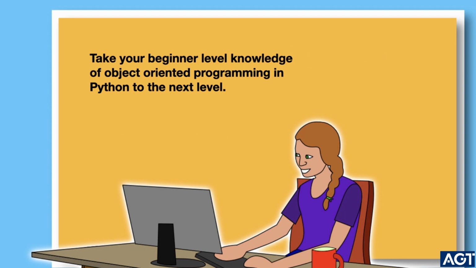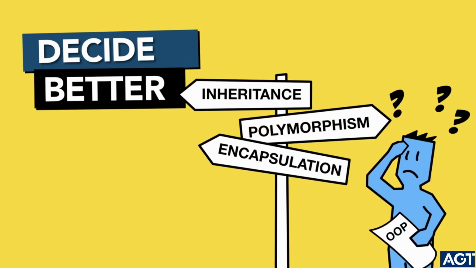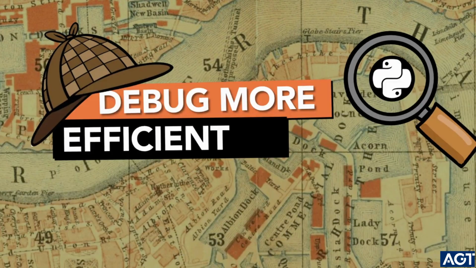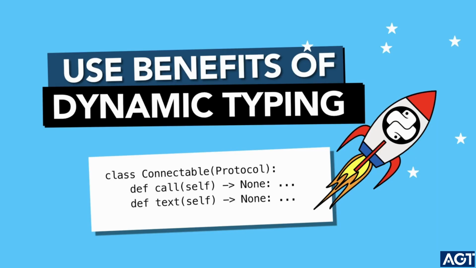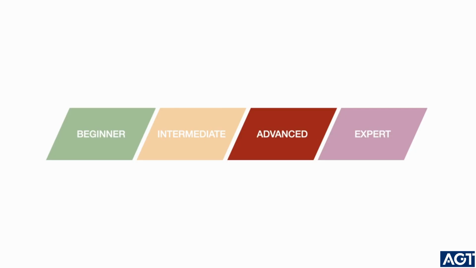In this course, you learn how to take your beginner level knowledge of object-oriented programming in Python to the next level. After this course, you can improve existing and future code by making effective use of Python's built-in language features in your classes, decide better what OO features to use by understanding the role of OO in dynamic languages like Python, make debugging your code more efficient by using static type checking, and make better use of Python's dynamic character and structural subtyping. This is an advanced course, but what do these levels mean?